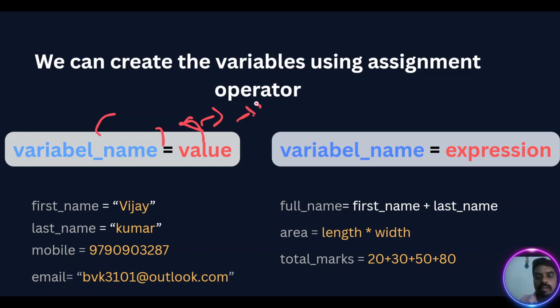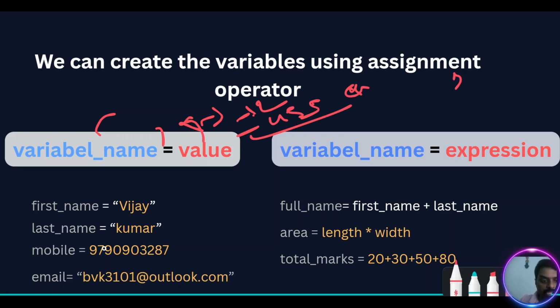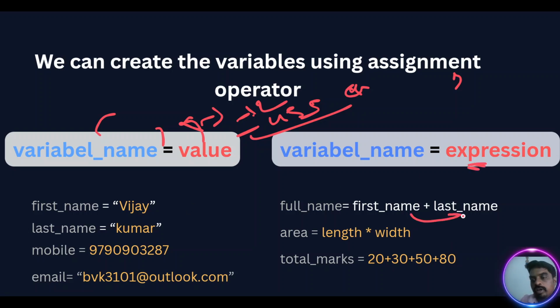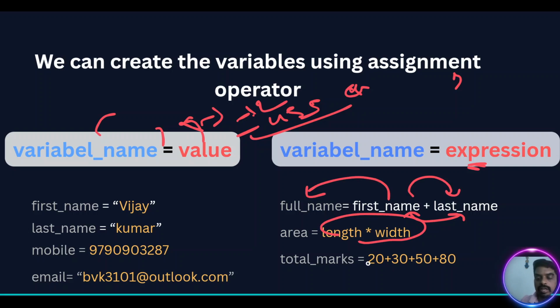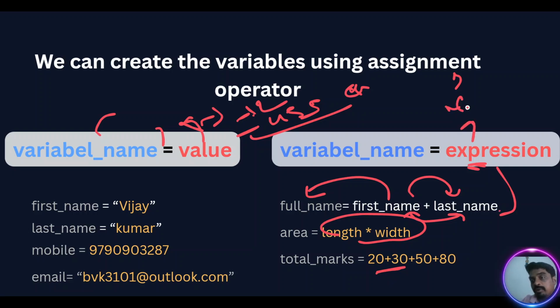If it is just a number, you can give only numbers. But if it is a string, we have to enclose it within quotes. So first name, last name, mobile, email, we have seen. This value can sometimes be an expression also. Like, we are concatenating two strings and storing the value in full name. We are calculating the area of a circle or rectangle. And we are calculating the total marks of a student. It can be an expression, and it can be another variable also.